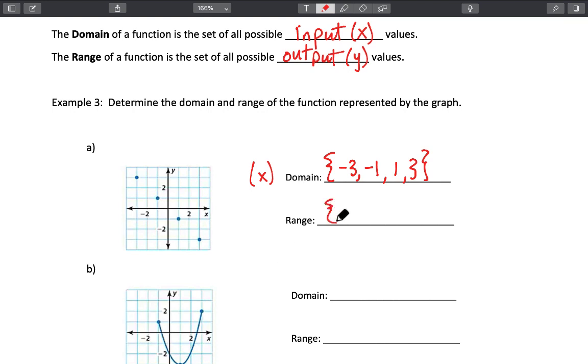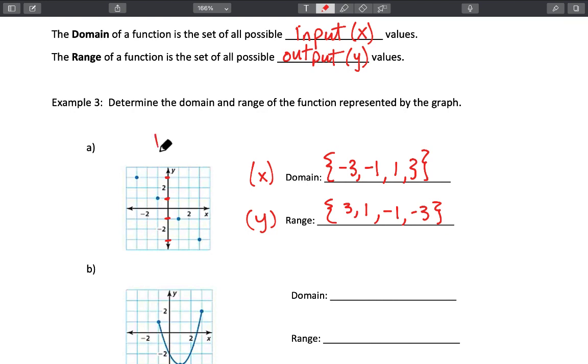Let's do the same thing for the range. Now remember, the range are your y values. So go back to that first point and find out what the y value is. If you trace it over to the y-axis, you'll see that that y value is +3. And then you have a +1. And then you're going to have a -1. And finally, for that last point here, you're going to have a -3. All right, and those are my range values, or my y values.